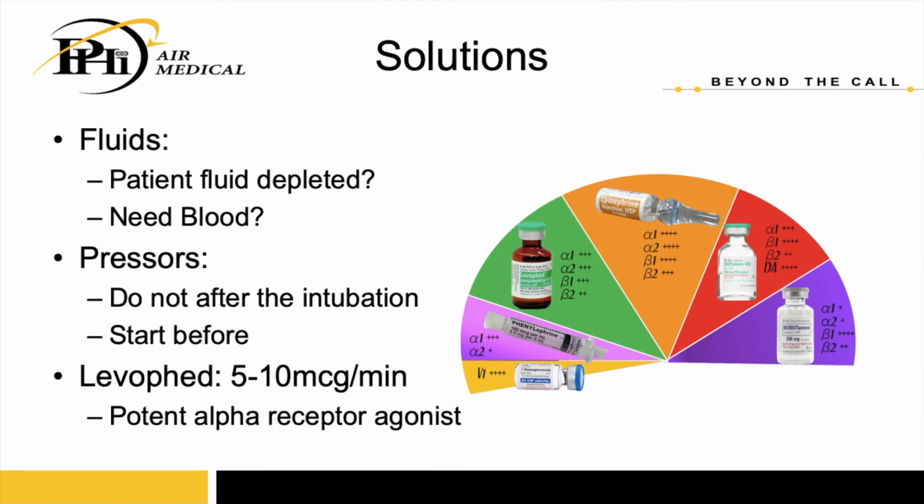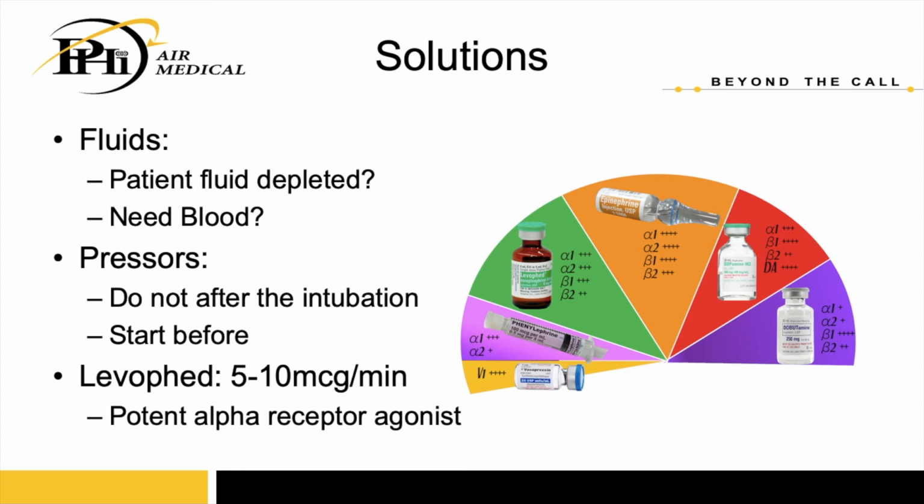So if they are going to become hypotensive, we are not going to not give a sedative. We are not going to not give a paralytic. We are going to fix their problem by giving them pressors or fluids. So is the patient fluid depleted? Do they need blood? We need to be hanging fluids on these patients if they're hypotensive. But the biggest thing is we need to be starting a pressor, right?